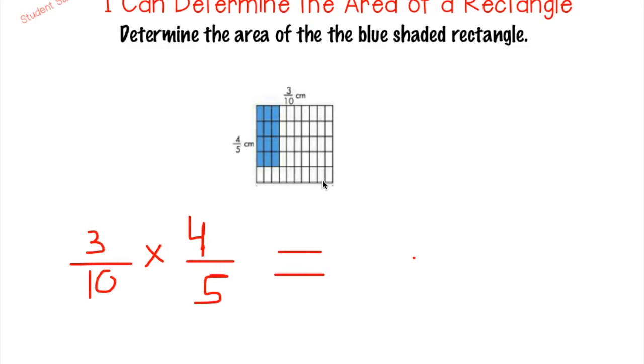The question says to determine the area of the blue shaded rectangle. So you're not finding the area for the entire square. You're finding it for this blue shaded rectangle. In order to solve this, I would have set up an equation that looks like this: 3/10 times 4/5, because I know that in order to find area, I'm multiplying length times width. So I also know that I multiply across, and 3 times 4 is 12, and 10 times 5 is 50.